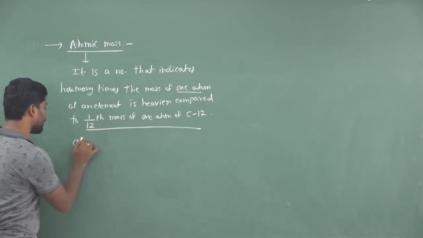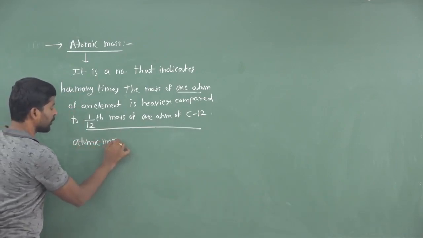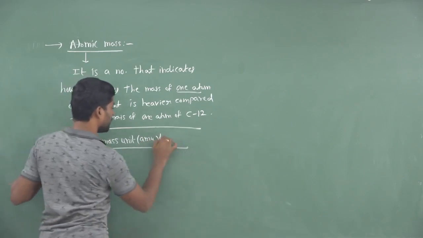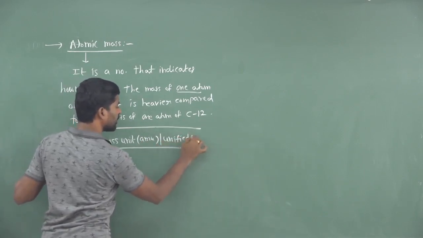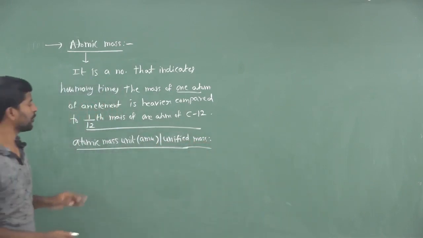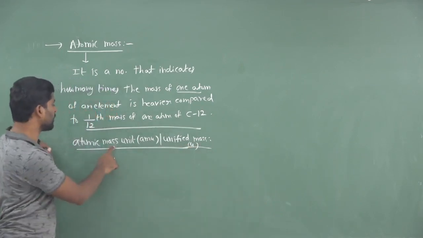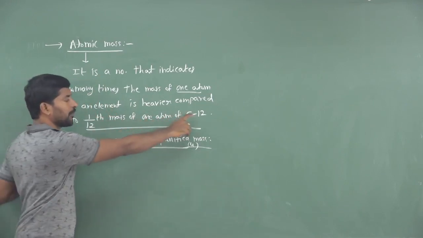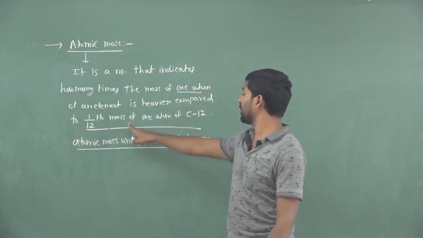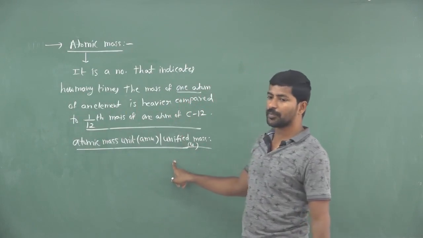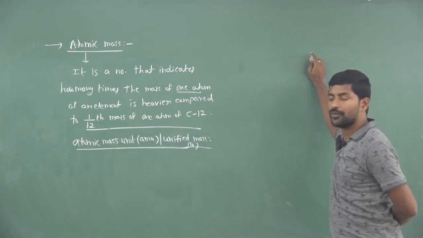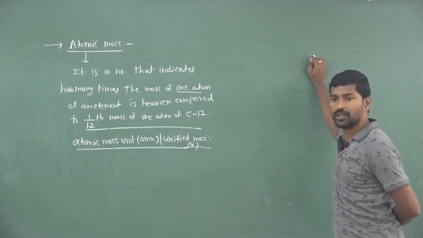What is the atomic mass unit? We simply indicate it as amu, atomic mass unit, or it is also called unified mass, U. 1/12th mass of one atom of carbon-12 is called the atomic mass unit.